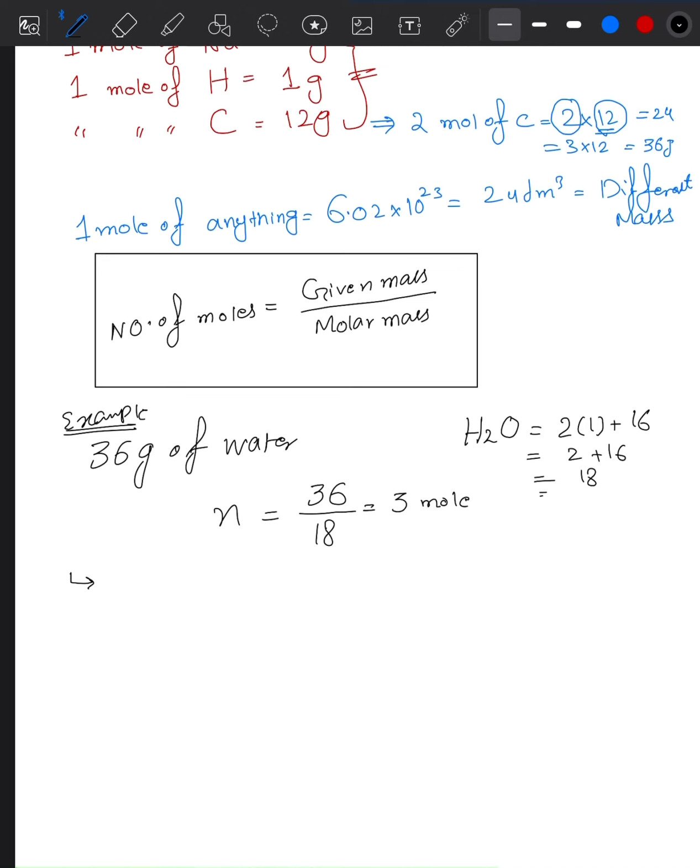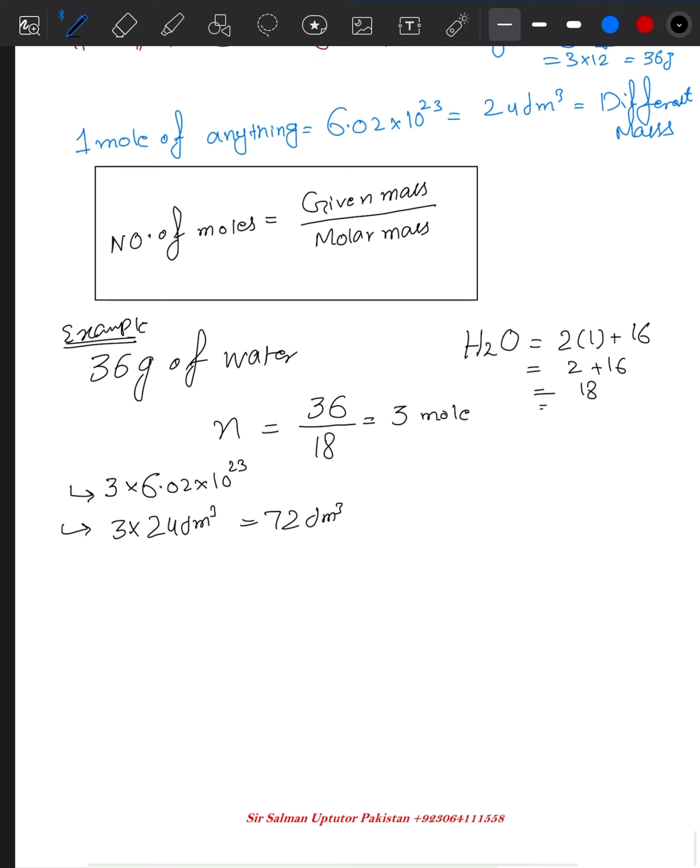He may ask how many particles we have. We know that 1 mole has 6.02 into 10 power 23 particles. Now we have moles, so we will just multiply it. They may ask about the volume. So we know that 1 mole has 24 decimeter cube. Now we have moles, so we will just multiply it. So we will have 72 decimeter cube of water. So this is how we use these 3 formulas.